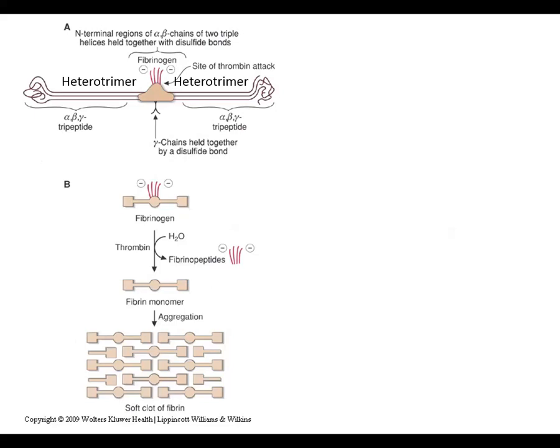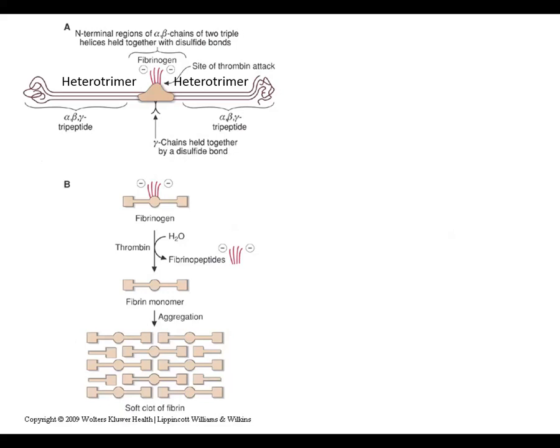Extracellular fibrinogen is a hexameric protein made by two heterotrimeric halves, each of which is made from an alpha, beta, and gamma chain. The three chains are held together by a triple helix. Upon secretion, fibrinogen contains a highly negatively charged N-terminal region on the alpha and beta chains, which is shown in red in this particular figure. The negative charge prevents the fibrinogen from aggregating.